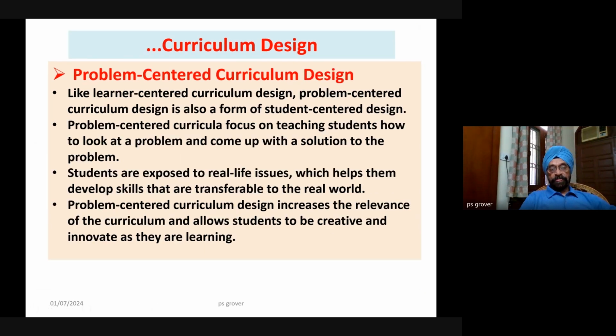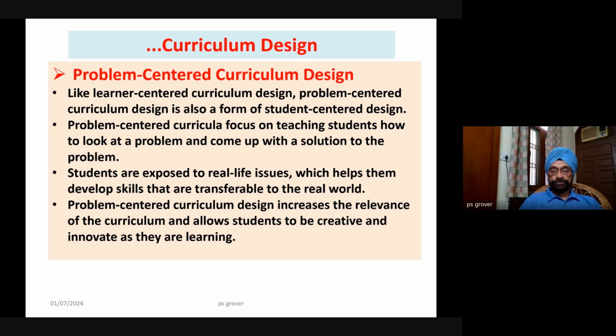Then problem-centered curriculum. See, curriculum may be delivered through lectures, projects, problems, many internships and so on, many factors. Problem-centered curriculum means the curriculum has a lot of emphasis on solving real-life problems. It is not mainly textbook oriented, right? Like learner-centered curriculum design, problem-centered curriculum design is also a form of student-centered design. Here, there are real-life problems. The problem may be for 1 week, maybe for 2 weeks, and so on.